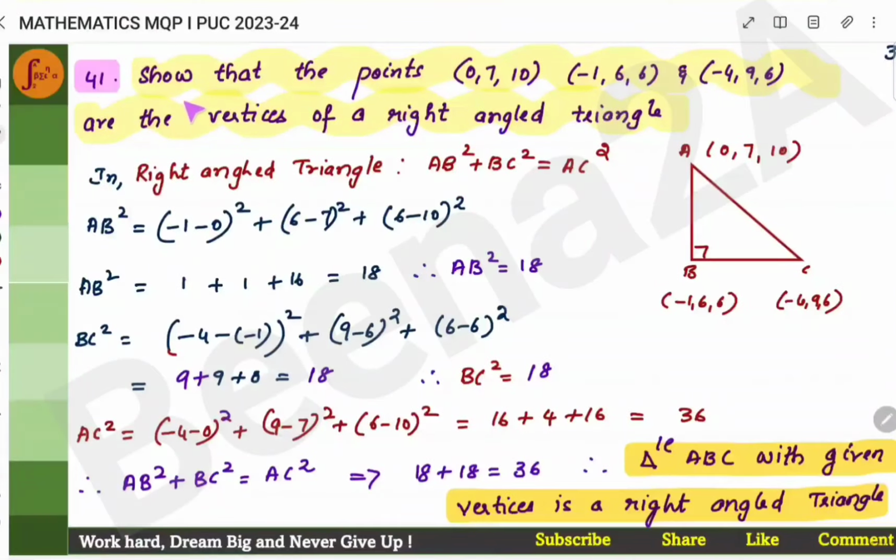Now we look at the 41st problem. Show that the points are the vertices of a right angle triangle. So you have 3 points. You have to show that they are the vertices of a right angle triangle, right?